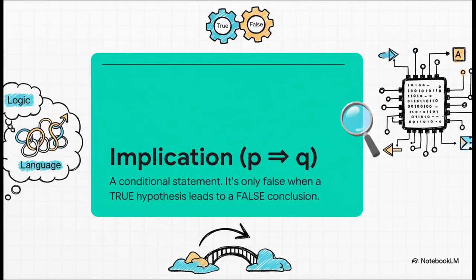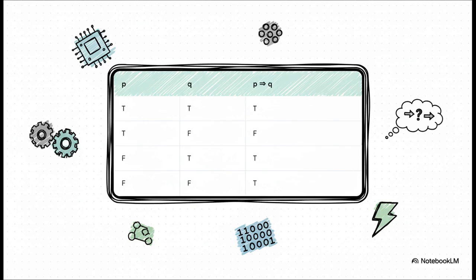Now for a really interesting one, maybe the one that trips people up the most. It's called implication, but we know it as if-then. It's symbolized by this arrow, →. This connective is basically making a promise. It says, if P is true, then I promise you Q will also be true. And the only way this whole statement can be false is if that promise is broken. Okay, I want you to look really closely at that second row. A true premise leads to a false conclusion. That is a broken promise.